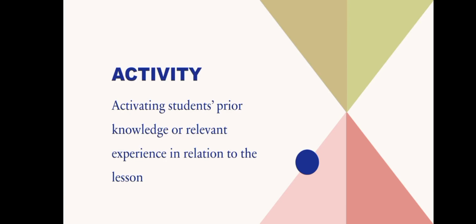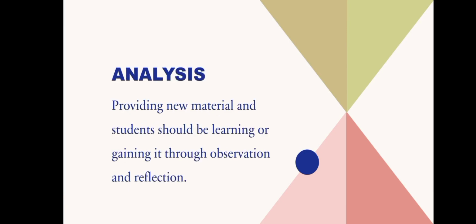The second one is the analysis, providing new material that the students should be learning or gaining through observation and reflection. So here in the analysis, as a teacher, we need to look at what is or are important in the activity that will lead into the concept to be developed. This is the part of questioning where you find out what the learnings of the students are that are connected to the lesson.